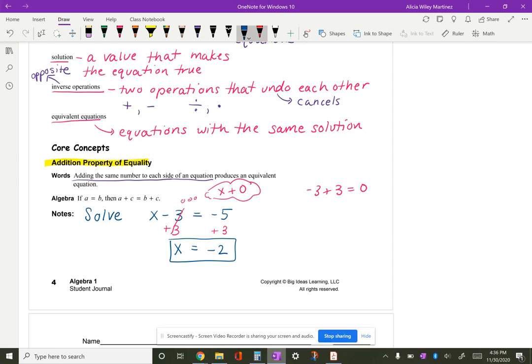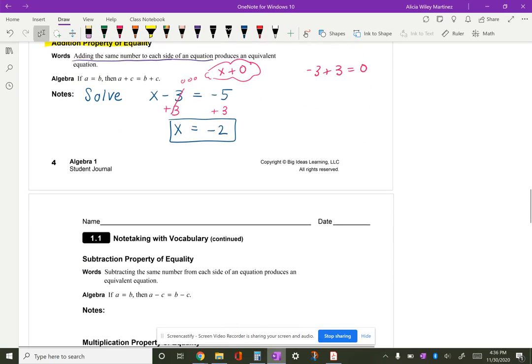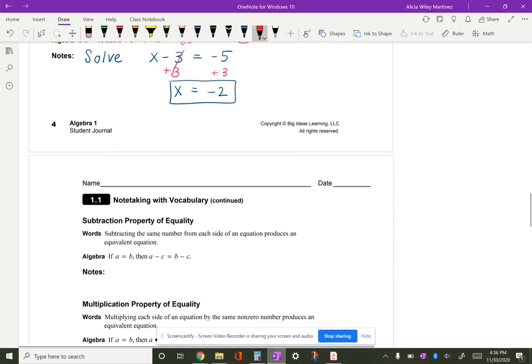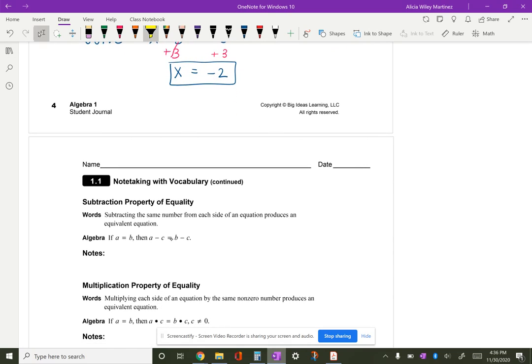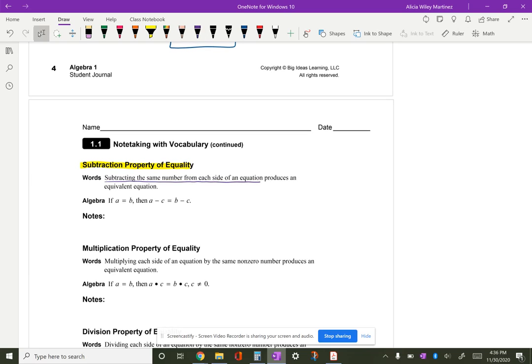The step that I wrote in red, showing the inverse operation on each side, can definitely be done in your head. The stuff written in blue, those are your steps. That's something that I would like to see. Subtraction property of equality, well, that is the idea of subtracting the same number from each side of an equation. So very similar to what we just did.